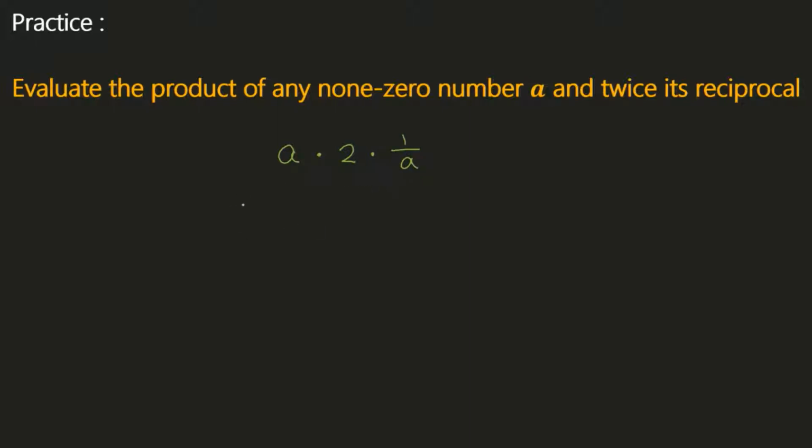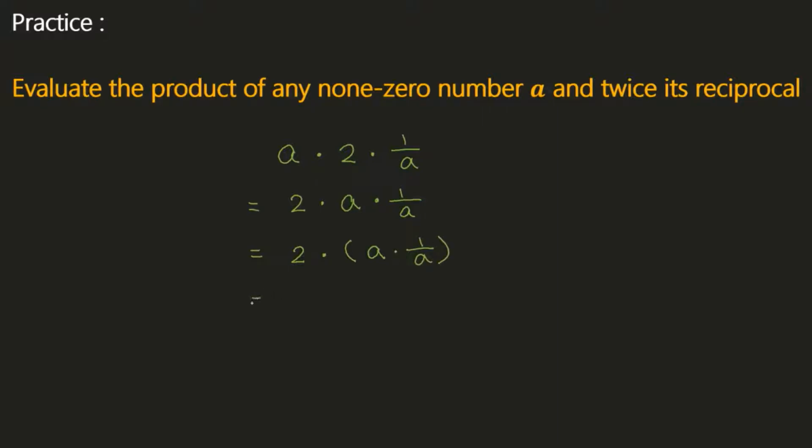So let's first use the commutative property of multiplication, and we're going to switch the order of a and 2. Okay. So it becomes 2 times a times 1 over a. Next, we're going to use the associative property of multiplication and group a and 1 over a together to compute that first. So it becomes 2 times parentheses a times 1 over a.